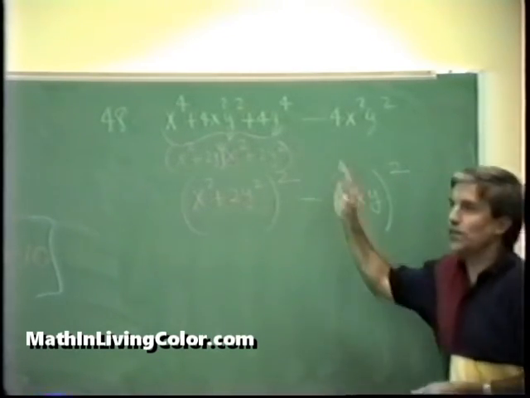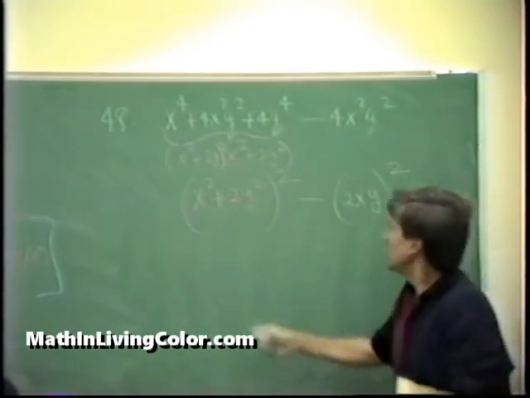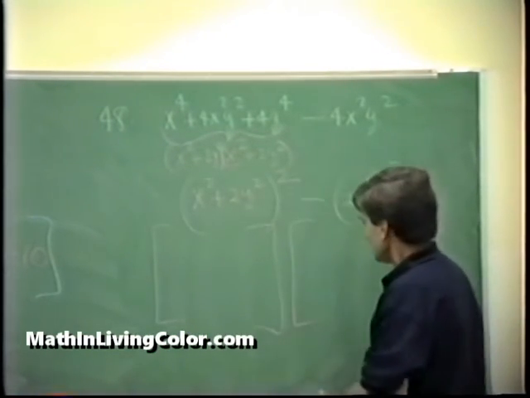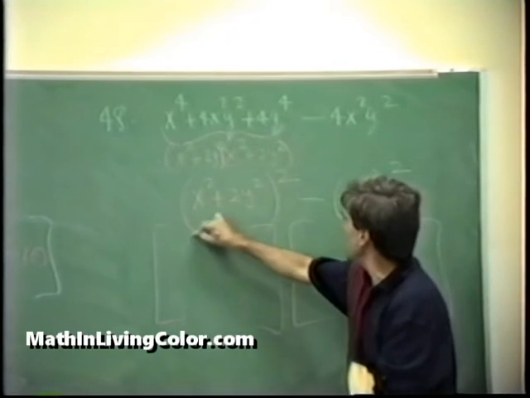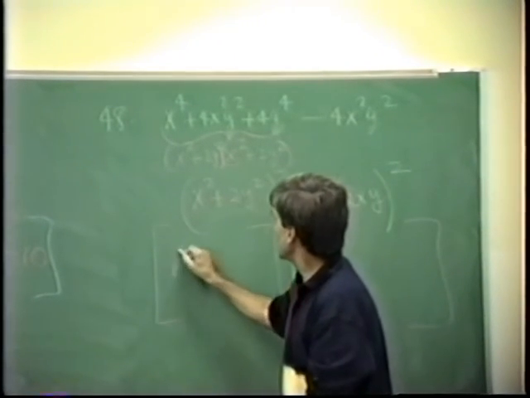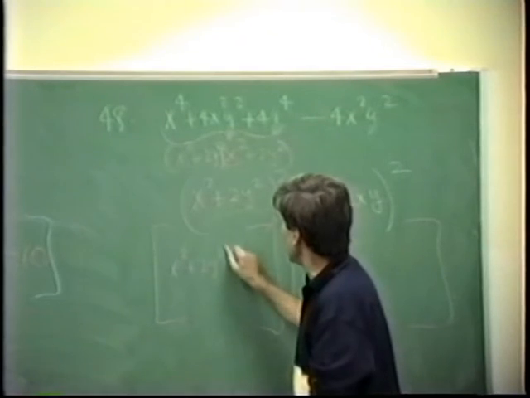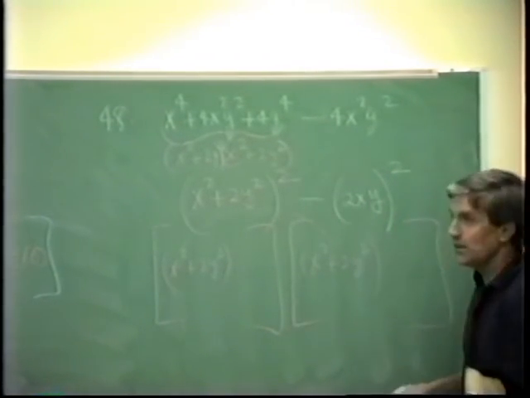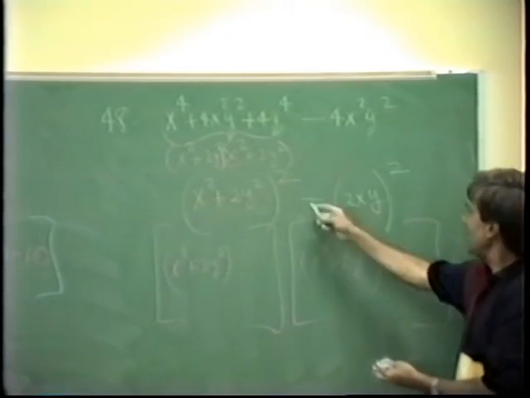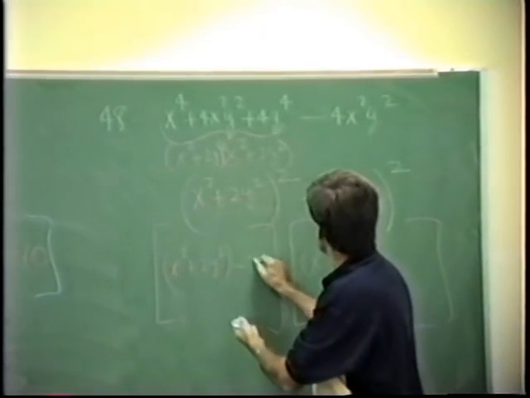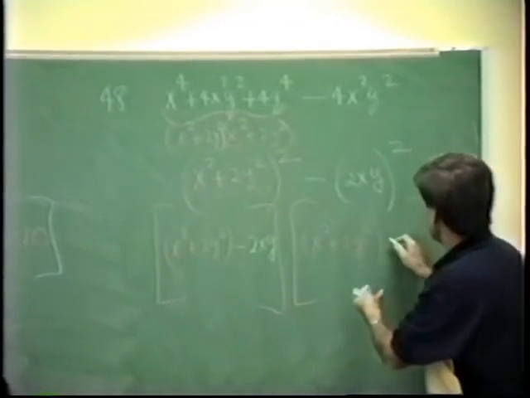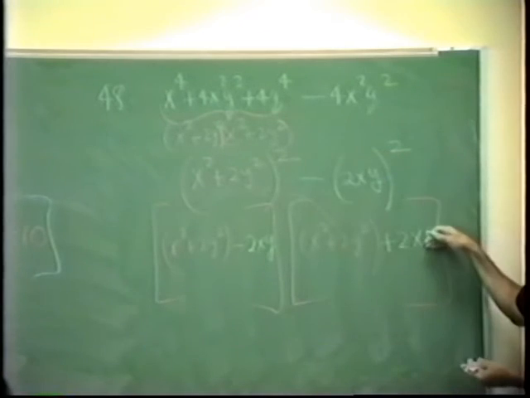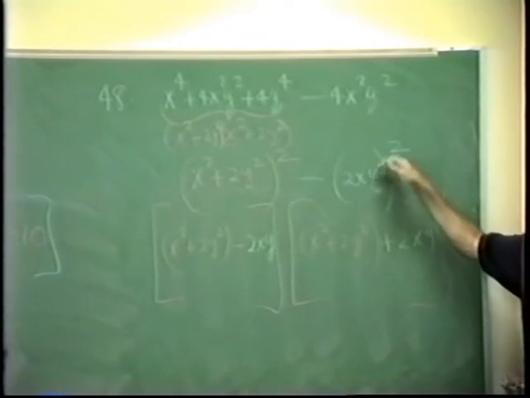Does everybody know how to factor a square minus a square? Brackets. What do we have to get the first times first? X squared plus 2y squared, and then what? X squared plus 2y squared, like that. And then the last times last would be negative 2xy and a what? Positive 2xy. See, the last times last is going to be 4x squared y squared, right?